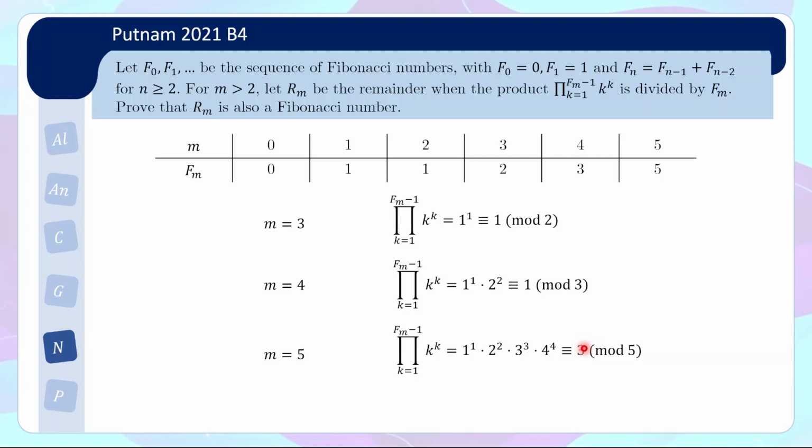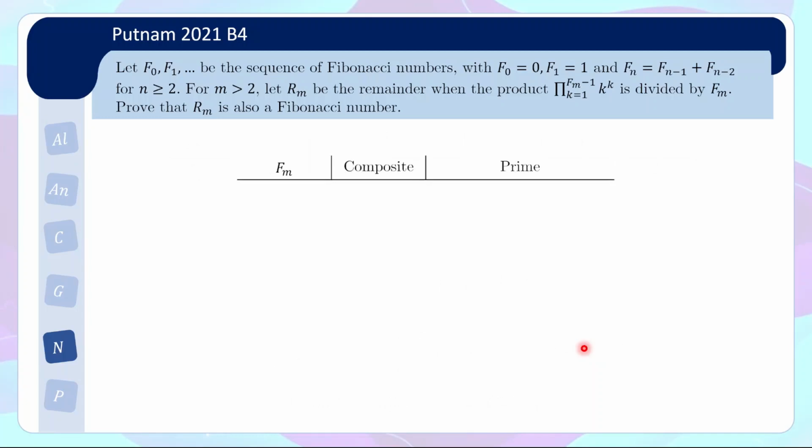So, having worked through the small examples and gotten comfortable with the nasty-looking product, now let us prove the problem for m bigger than 5. After a bit of experimentation, you will very quickly realize that if Fm is composite, this is very straightforward. If Fm is written as A times B, where A and B are smaller than Fm itself, A and B will appear in this product. So this will be congruent to 0 mod Fm. So for composites, we are done. We only need to focus on Fm being a prime.